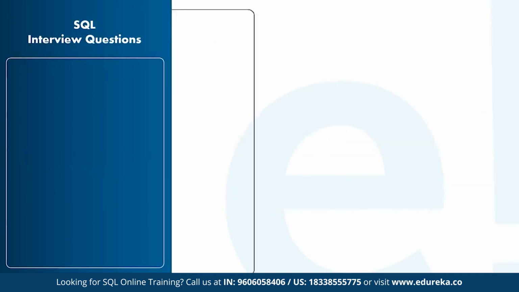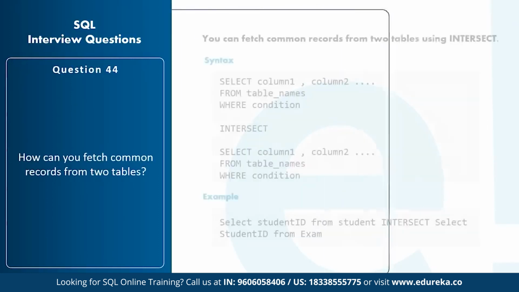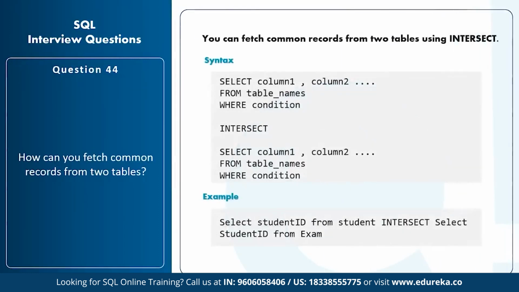Now let's move forward to our next question, that is, how can you fetch common records from two tables? Well, you can fetch common records from two tables by using the intersect statement. So the syntax of the intersect statement is, as you can see on the screen, select column 1, column 2, and so many columns from the table name where condition, basically you mention the condition over here, then you mention the keyword intersect, and then again mention another table name. So that is again you mention select the columns from a specific table where the condition matches. So that's how you use the intersect command.